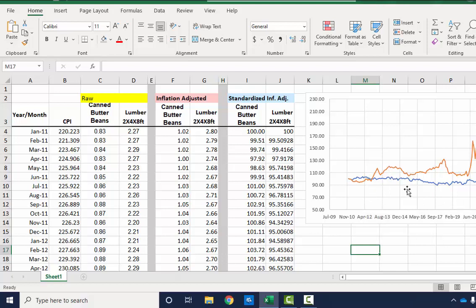So now you can see that the relative prices for butterbeans and lumber have really diverged. They started, by math, together in this dot right here, which was January 2011. Actually, lumber got cheaper than butterbeans for a little while, and then it jumped up, and then it started to fall again. They were almost the same again, and then it jumped up. So lumber's been dancing all over the place, and lately it's really shot up.